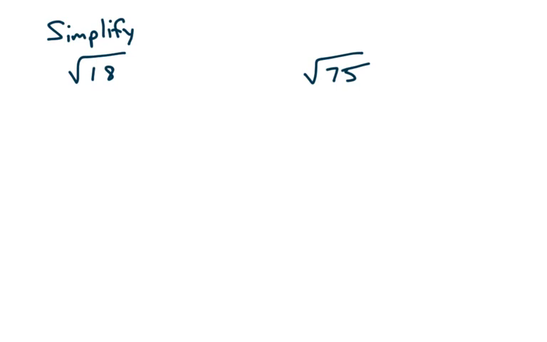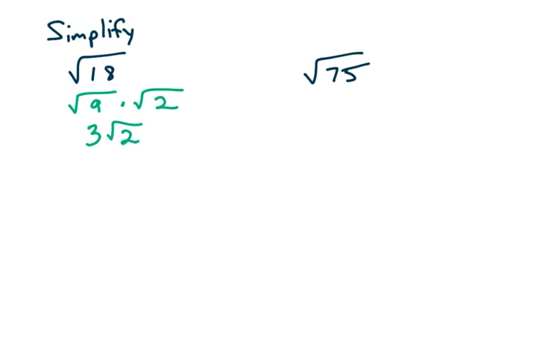So 18, we know, is going to be 9 times 2. So you can actually write the square root of 18 as the square root of 9 times the square root of 2. Okay? So when you multiply radicals, you can multiply the numbers under the radical. Now the square root of 9 is one of our perfect squares, so that's 3 times the square root of 2.